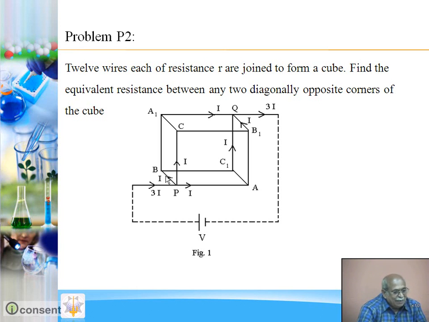Now look at the figure. The figure is perfectly symmetric. Symmetry is important. Because of symmetry, there is no reason why current here should be greater, current here smaller, or current here different. Perfect symmetry. So, because of symmetry, we can expect that current going to B, C or A are equal.